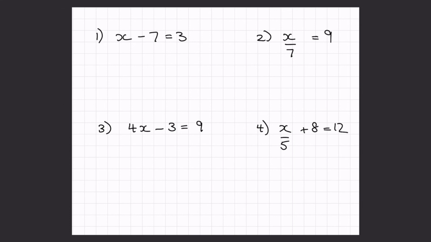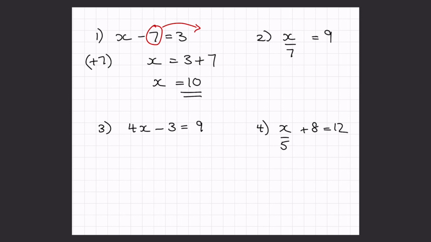Let's quickly look at question number 1. X subtract 7 is equal to 3. Basically what I want to do is get the 7 from the left-hand side over to the right-hand side. We've got subtract 7, so the opposite of subtract 7 is I'm going to add 7. I end up with X is equal to 3, add 7, X is equal to 10.